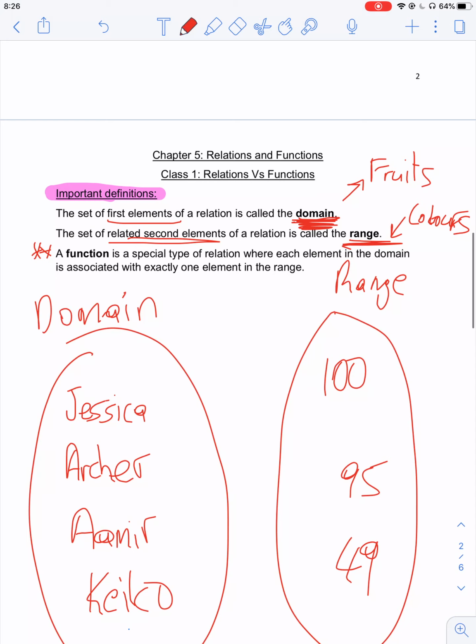So that's why the starter question was, I guess, simple but important. The set of related second elements is what we call the range. In our case, it was the colors, the different colors. I've erased the stars just so that I can put them again for you. A function is really an important definition. A function is a special type of relation where each element in the domain is associated with exactly one element. The keyword over here is exactly one element. Each element in the domain has to be associated with an element in the range, but exactly one.